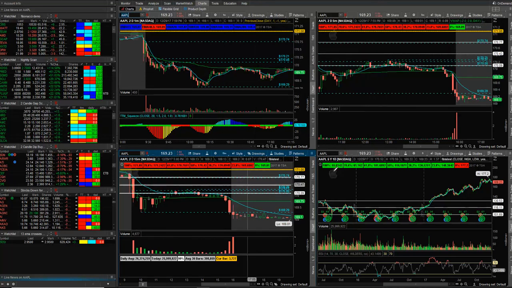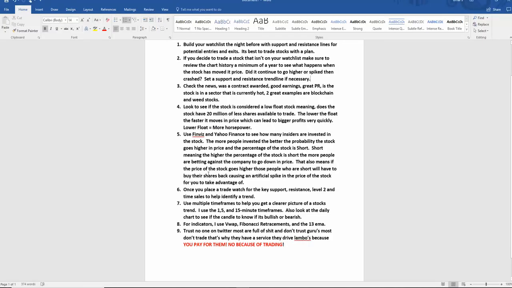So I look at all these when I'm making my trades, and I also use my fibs. They really are great. I love fibs. So getting back to what I wanted to say, I use those time frames, and I use VWAP, Fibonacci, and the 13 EMA, which I showed you. And then this is so important.